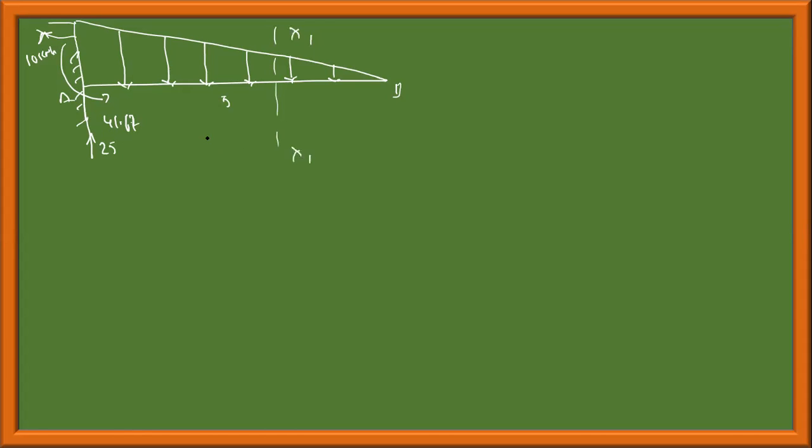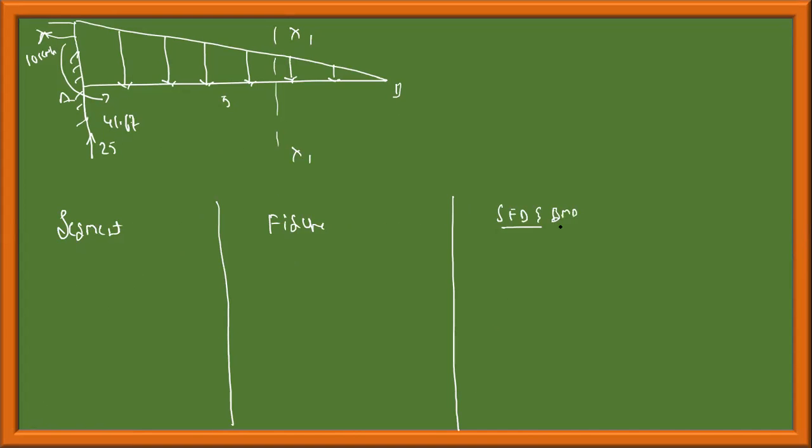I'll pass a section here, X1. There is only one region. If the number of regions increases, the segments increase, then there will be four segments. It will take so much time. If there is no UDL, that is much easier. Okay. Now, the figure, SFD and BMD. Segment AB, x greater than or equal to 0, less than or equal to 5.